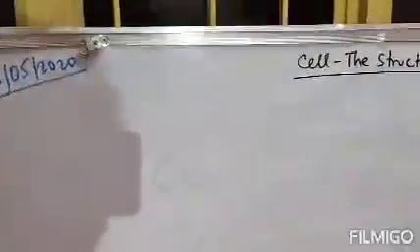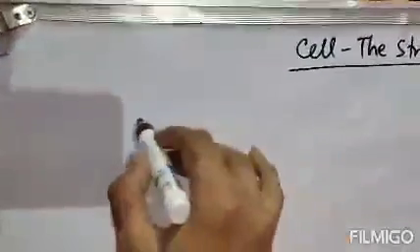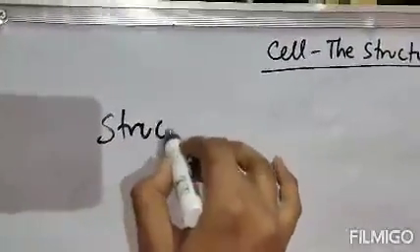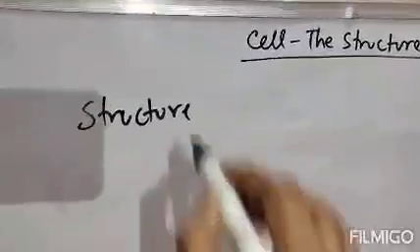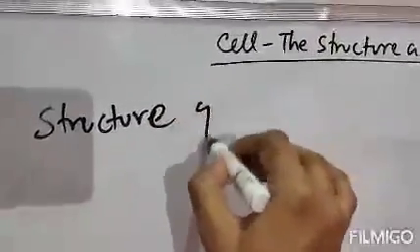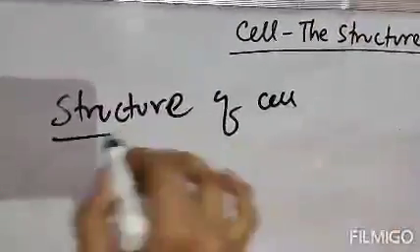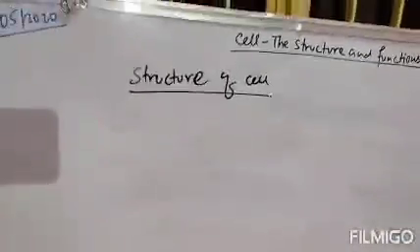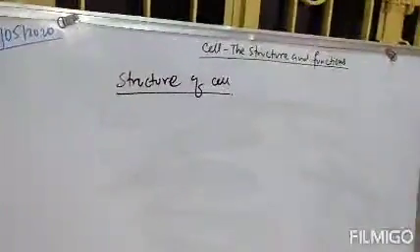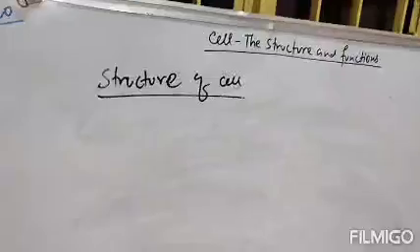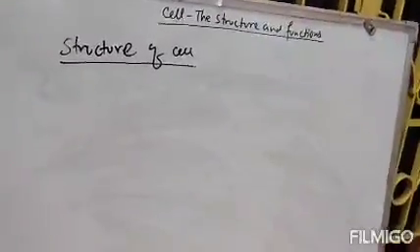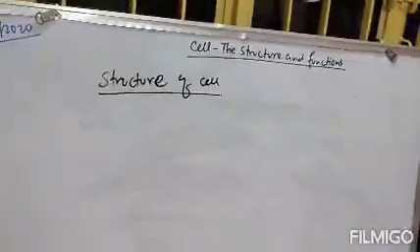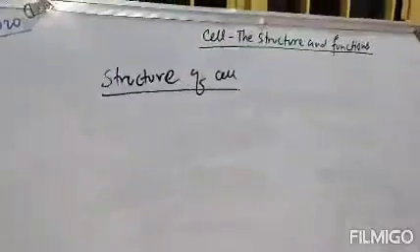So today's first topic is the structure of a cell. How does a cell actually look? What is its structure? Now, a cell comprises three main parts. Any cell, whether it is a plant cell or an animal cell, basically comprises three essential parts.